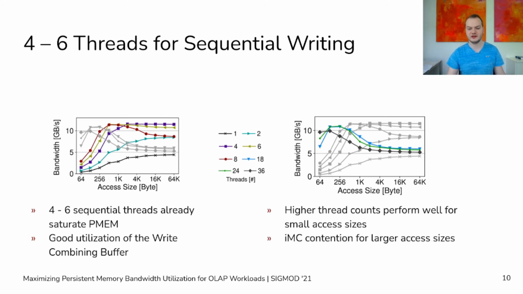Finally, we can say that one should use 4 to 6 threads for writing to PMEM to reach the maximum bandwidth.